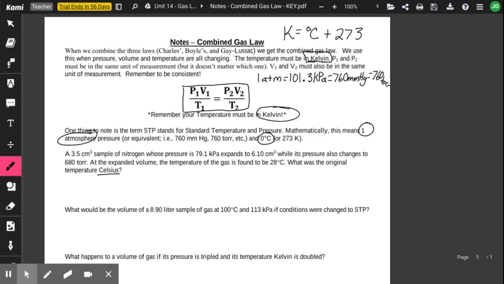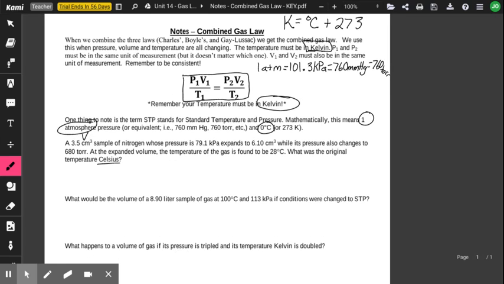Okay, so let's look at our numbers. I like to label the numbers. So it says I have a 3.5 centimeters cubed sample of nitrogen. Now, centimeters cubed is a measurement of volume. So we've got a volume right here, whose pressure is this, 79.1. There's the pressure. And it expands to this new volume here. That tells me, since it's expanding, this is an action. So this is going to be my second volume, the volume when I'm done. This is going to be my initial volume. So I've got V1 right here, and V2 over here.